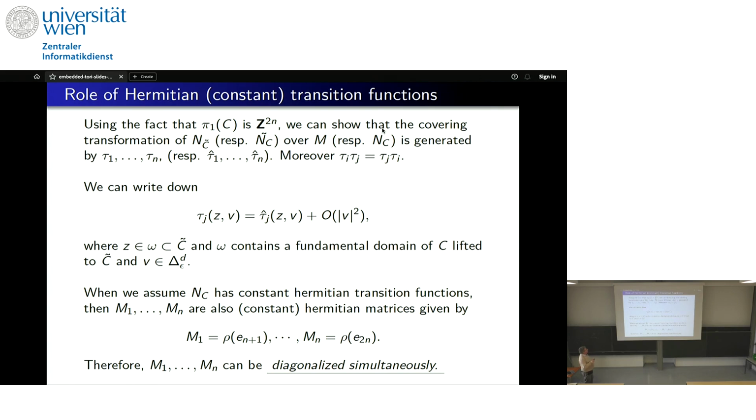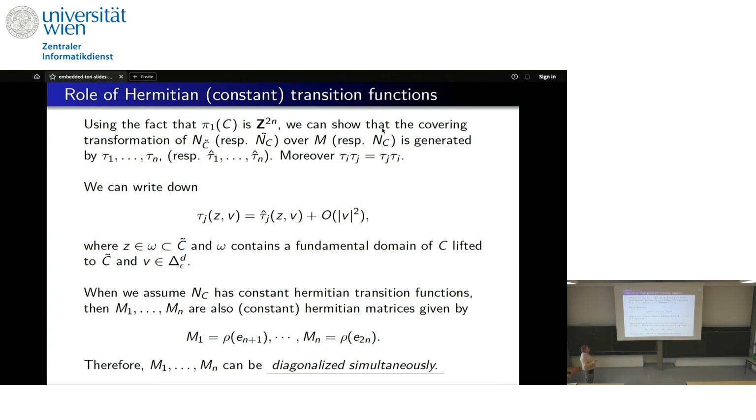So what you will have is the deck transformations. You have n of them because you are on the cylinder, and the lattice was 2n dimensional. So you have n deck transformations. These are the deck transformations of the normal bundle, or the covering of the normal bundle. And of course, they are pairwise commuting. That's because of the pi1.